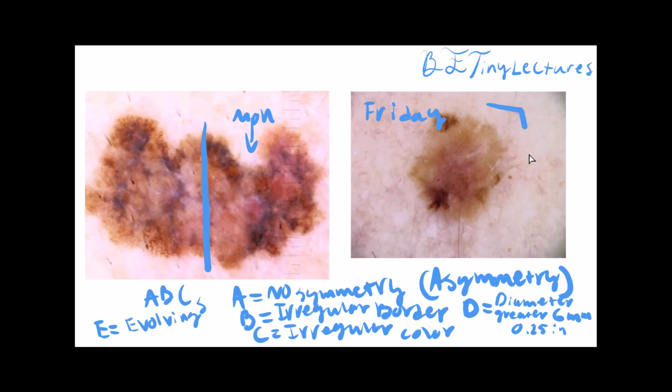And you can see another example of melanoma in this individual. So again, we have no symmetry. There's an irregular border, like this. The color varies from side to side. It's probably greater than a 1/4 inch in diameter. And it was changing from week to week, and that's why it was diagnosed as melanoma.